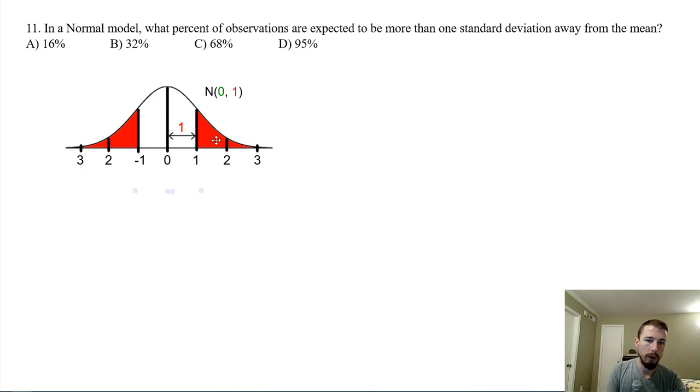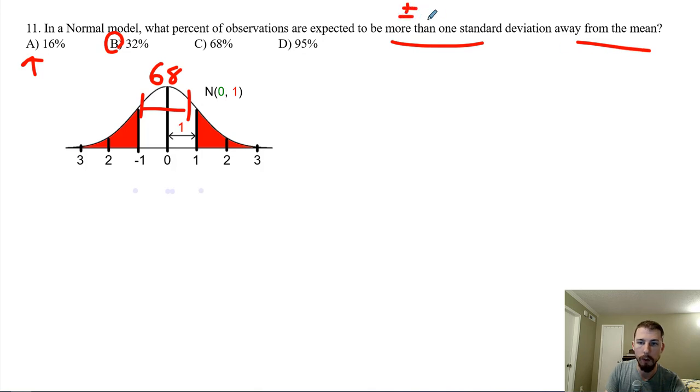Well, if we remember our empirical rule, the empirical rule tells us that there's going to be 68% of data that we expect to be within 1 standard deviation, so going from here to here. So how much is going to be on the other side? That's going to be 32%. A lot of you guys missed this problem and said it was just 16 because you only calculated the tail from one side, but when we're talking about more than 1 standard deviation away from the mean, the assumption is a positive or a negative 1 standard deviation.